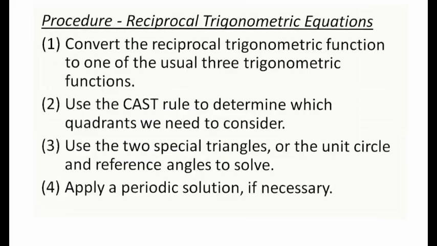What you're going to find as I'm working through a couple examples with you is that the procedure for the reciprocal trig equations is almost identical to our regular trig equations. I just add in this extra first step where I convert the reciprocal trig function to one of our usual 3 that we work with more often, sine, cosine, or tan. After you've converted your reciprocal trig function to sine, cosine, or tangent, then you can use the CAST rule to determine which quadrants you want, solve it on 0 to 2 pi, for example, and then apply your periodic solution if you have to.